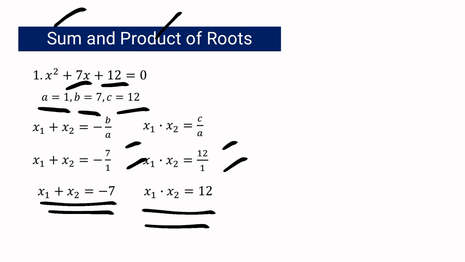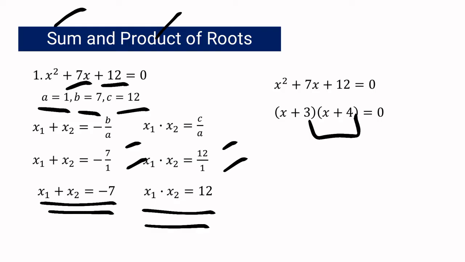Let us get the actual roots. The expression x squared plus 7x plus 12 equals 0 is factorable. So let us find the roots using factoring. The correct factors are x plus 3 and x plus 4 because 3 times 4 is 12 and 3 plus 4 is 7. So if we are going to get the roots, the next thing that we are going to do here is to use the zero product property. Then you will be having x plus 3 equals 0 and x plus 4 equals 0.